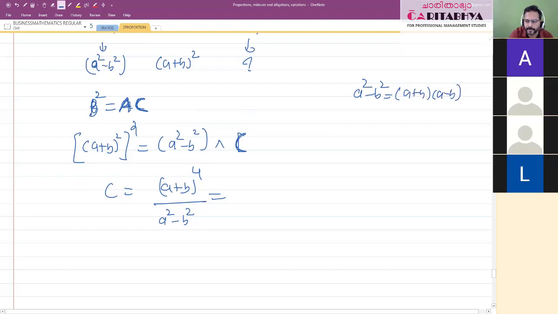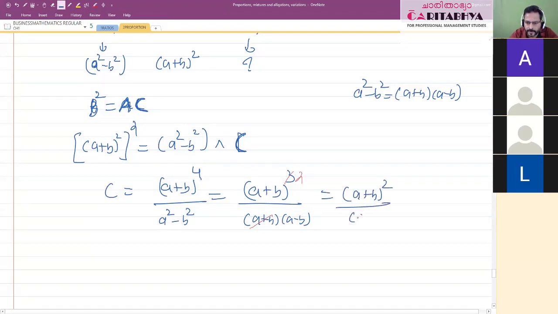ഞാൻ പറഞ്ഞിട്ടുണ്ടായിരുന്നു, നമ്മൾ ആദ്യം ഡിസ്കസ് ചെയ്ത ബേസിക് ഫോർമുലാസ് മാത്രമാണ് ത്രൂഔട്ട് ബിസിനസ് മാത്തമാറ്റിക്സിൽ നമുക്ക് യൂസ്ഫുൾ ആയിട്ട് വരുന്നത്. സോ ദിസ് ക്യാൻ ബി റിട്ടൺ ആസ് a plus b the whole cube divided by a plus b into a minus b അല്ലേ? സോ എന്ത് സംഭവിക്കും? a plus b get cancel, 3 മാറിയിട്ട് 2 സ്ക്വയർ ആവും. സോ ആൻസർ എന്ത് വരും? a plus b the whole square divided by a minus b.